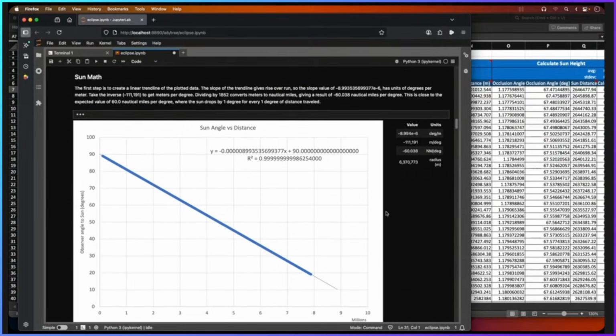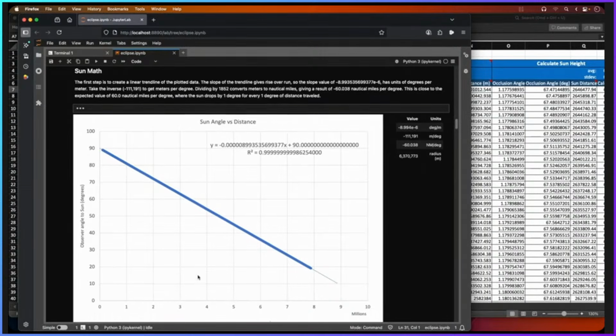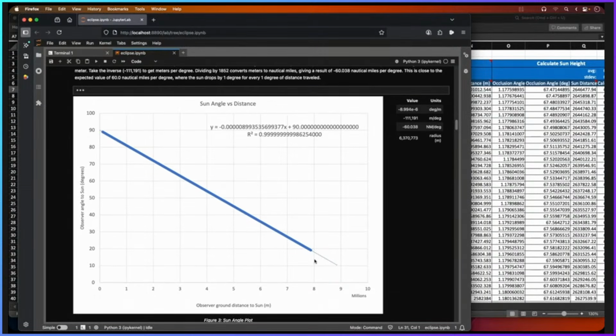So starting here with the sun, the first step is to create a linear trend line of the plotted data, which you can see is this dashed blue line. And the R value is high, indicating it's a good match, or close to 1 rather. The slope of the trend line gives rise over run, so the slope value of -9 e to the -6 has units of degrees per meter. Vertical is degrees, and the horizontal is millions of meters.